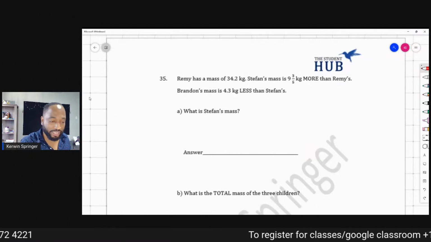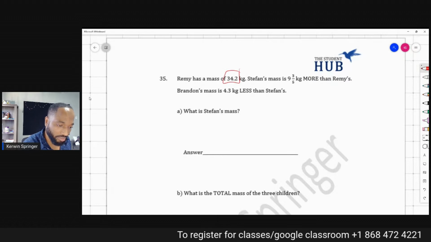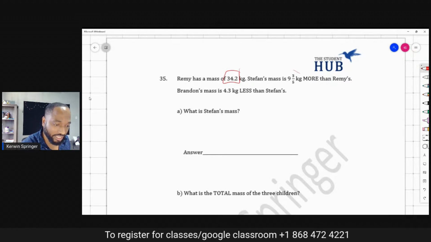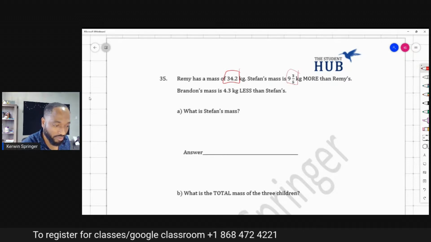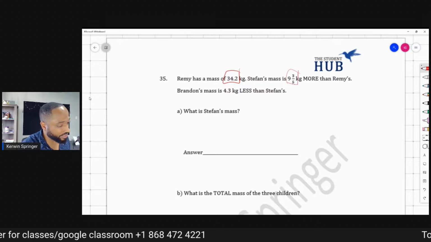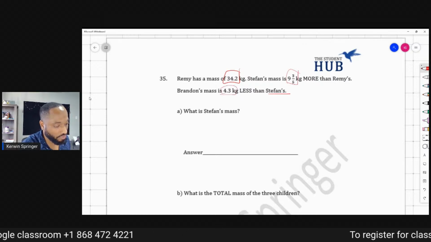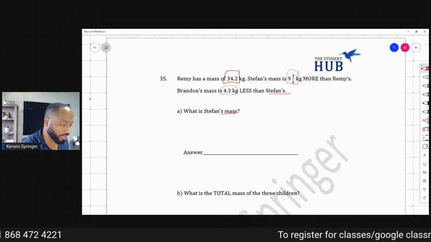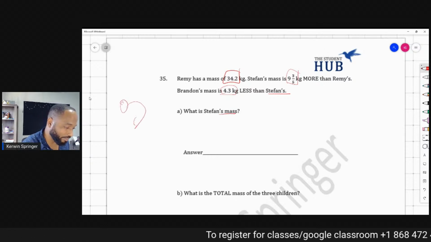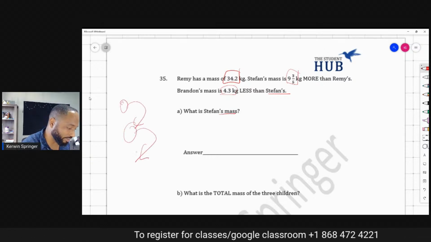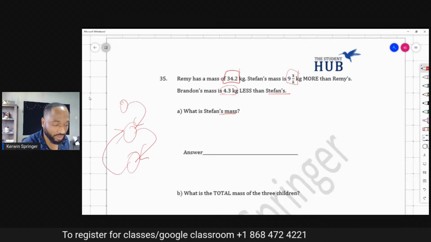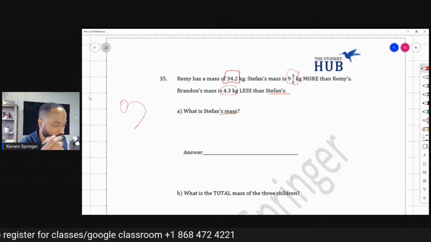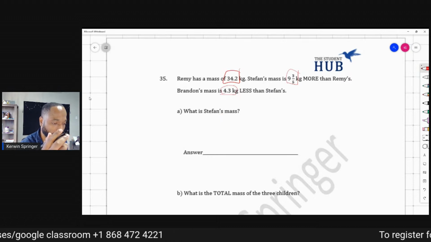Remy has a mass of 34.2 kilograms. Stefan's mass is 9 3/5 kilograms more than Remy's. Brandon's mass is 4.3 kilograms less than Stefan's. What is Stefan's mass? This is one of those questions where they give you one thing, a trick to find the next thing, an extra trick to find the next thing, and some kind of swing back. SEA is known for doing these kinds of weird questions.